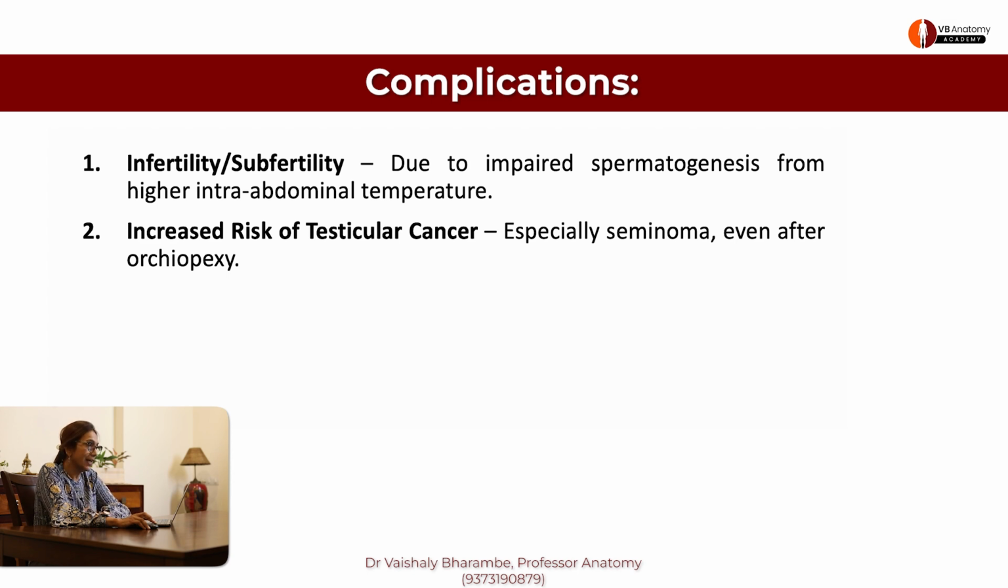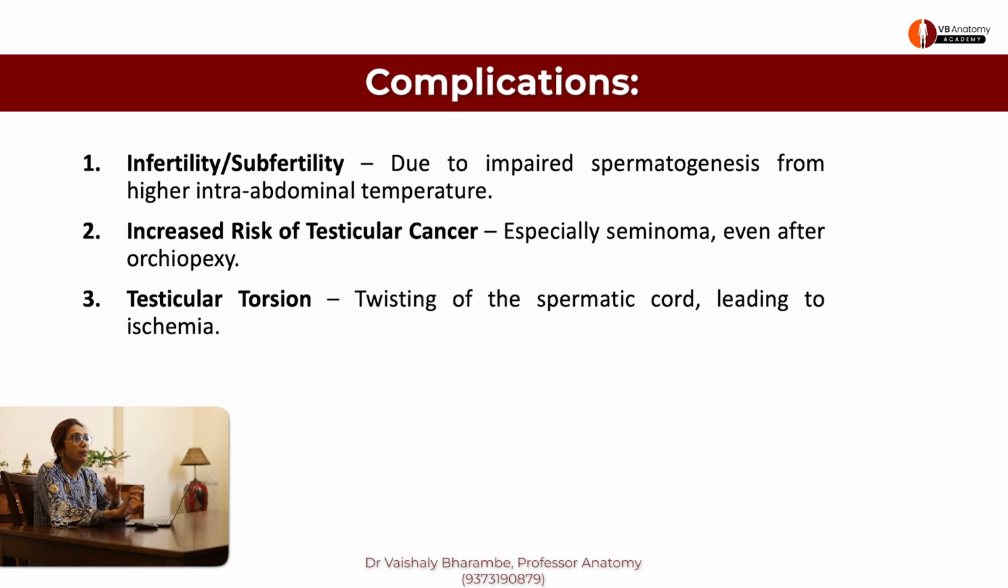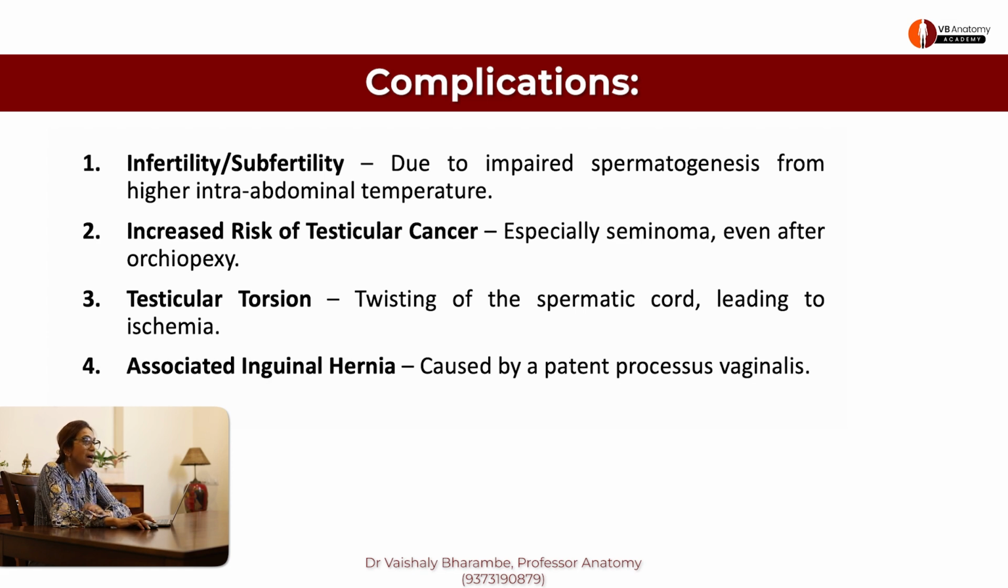Increased risk of testicular cancer. In that malposition, testes can get twisted, causing testicular torsion. Associated inguinal hernia, of course, if the processus vaginalis has not fused, then there is always a chance of inguinal hernia. So now the question is, how do I go about writing an answer on cryptorchidism?